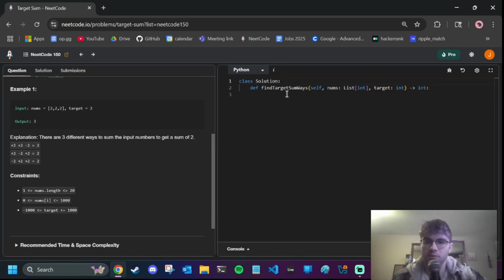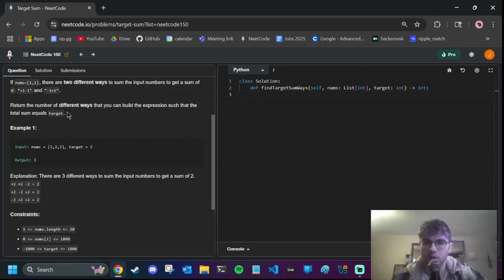Alright, so the brute force solution would be to do every combination and see how many add up to target. So just for practice, I'm going to make sure I can do that. So let's call it... yeah, so we'd start with nothing, and then we can either take minus the first number.